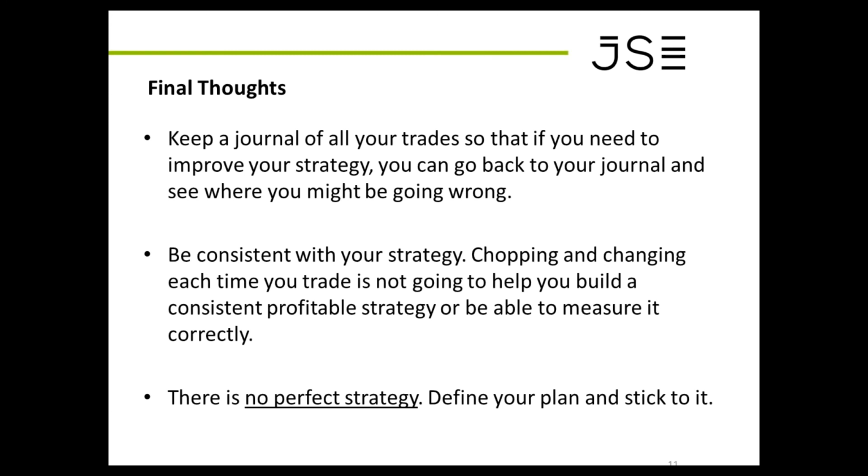My final thoughts for today: keep a journal of all your trades, so that if you need to improve your system, based on your testing, you've seen, okay, fine, the system is not making as much profit as I wanted to, you can go back to your journal and see, why did I enter these trades? Why did I exit? What am I doing right or wrong that I can correct that is going to improve my result? Be consistent with your trading strategy. By chopping and changing each time you trade, it's not going to help you in building a consistent, profitable strategy, and it's difficult then to be able to measure it correctly. And remember, there is no perfect strategy. Define your plan and stick to it.